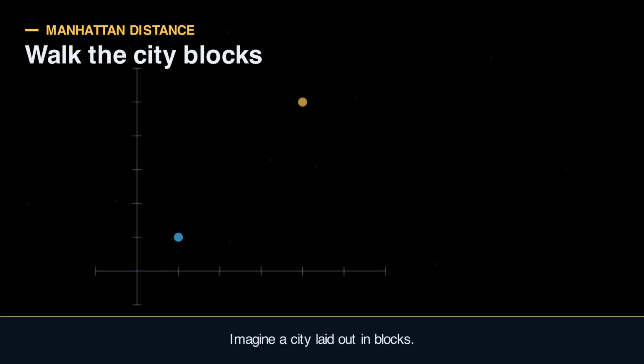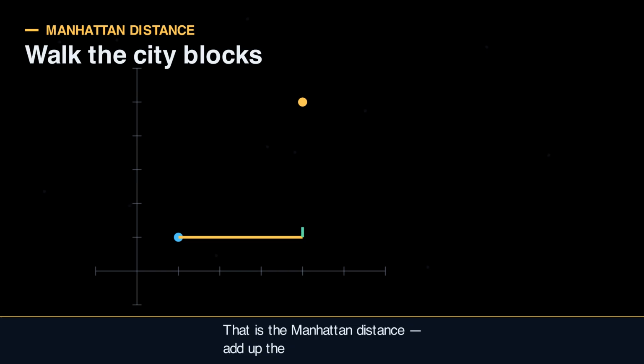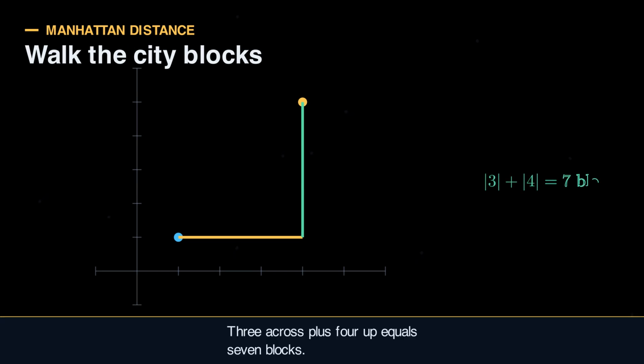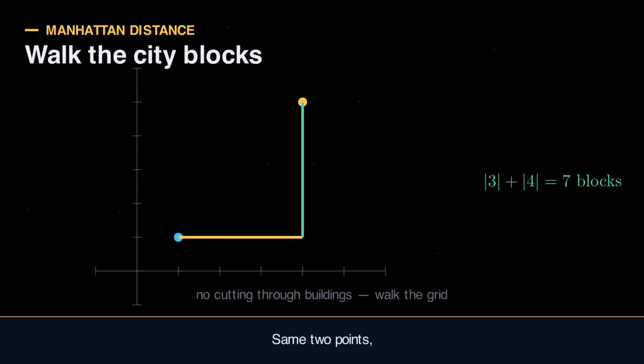Imagine a city laid out in blocks. You cannot cut through buildings, you walk along the streets. That is the Manhattan distance. Add up the horizontal and vertical steps. 3 across plus 4 up equals 7 blocks, same 2 points, a different, equally valid distance.